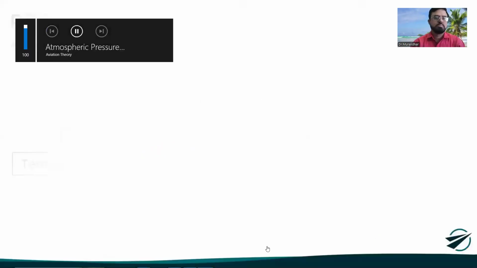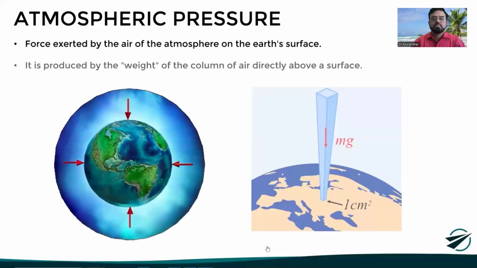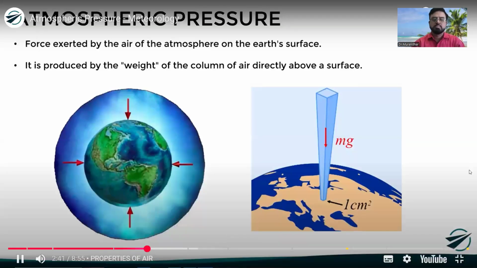So with that being said, let's see what atmospheric pressure is. This is the force exerted by the air of the atmosphere on the Earth's surface, and it is produced by the weight of the column of air directly above a surface. Now, this concept may sound rather abstract, since in practice and in our daily life, it seems that air has no weight.